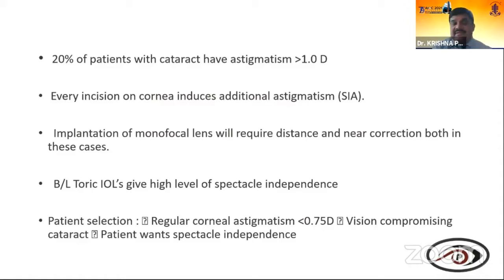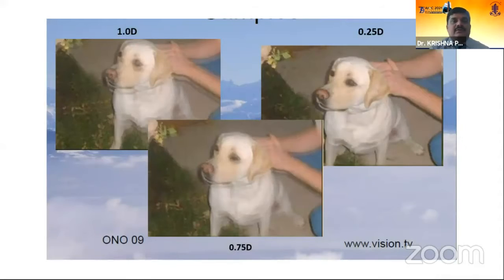So once again, patient selection. As I already said, for regular astigmatism of less than 0.75, do we really have to opt for a toric IOL? Here are three pictures: a patient with a 0.25 cylinder, a patient with a 0.75 cylinder and a patient with a 1 cylinder. You can see the overall picture and how their vision clarity differs.